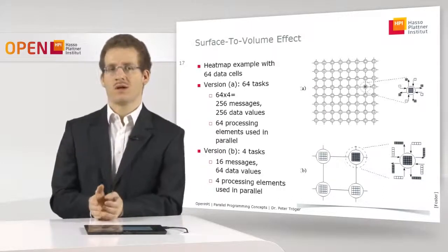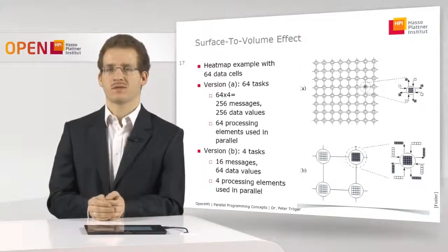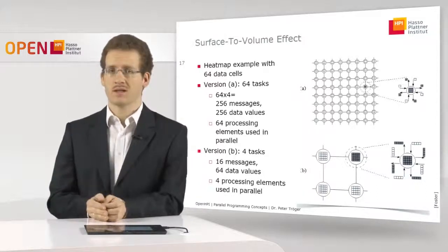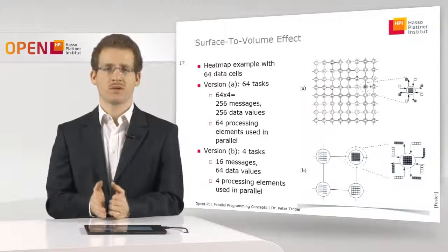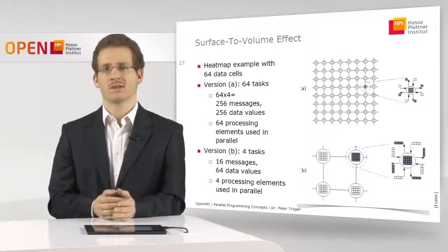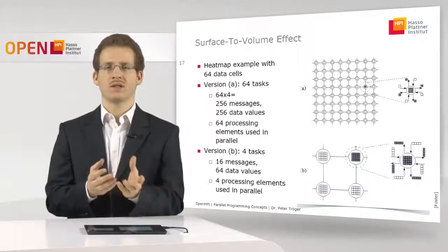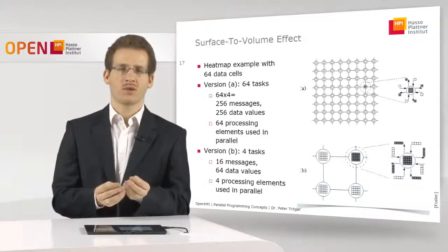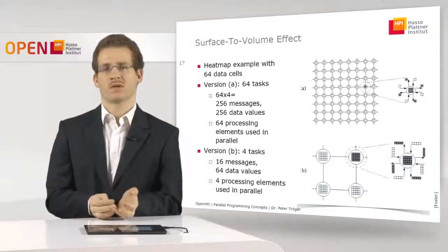So if you have 4 processing elements and not more, that's fine. But if you have more processing elements, you lose the possibility of leveraging them for increased speedup. So the balancing act really is to partition your problem in a way that it fits to the particular environment.